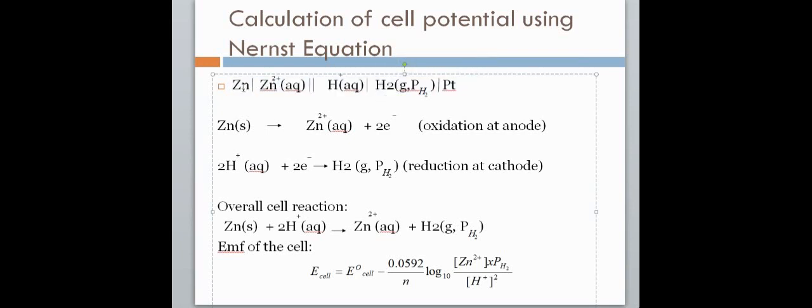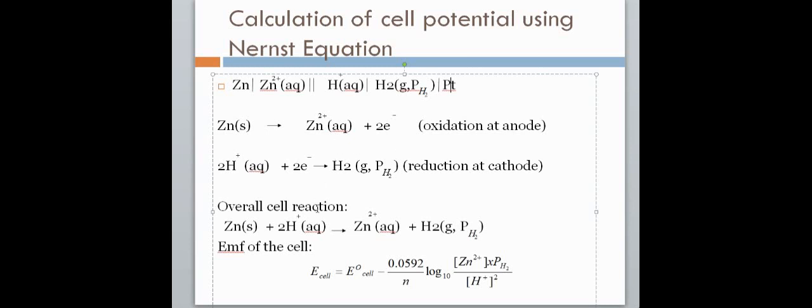Now here it's clear Zn is solid and Zn2 plus is in solution, but here only H plus, it can be HCl, it can be any other acid, but H2 is gaseous. That's why we have platinum supporting that. So what happens at the anode? Zn arrow Zn2 plus plus 2e minus, because there is loss of electrons, and reduction at cathode, 2H plus plus 2e minus arrow H2. So these are our half cell reactions.